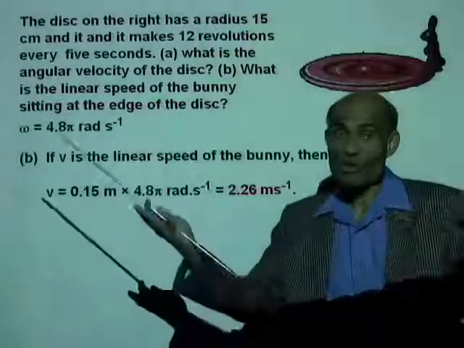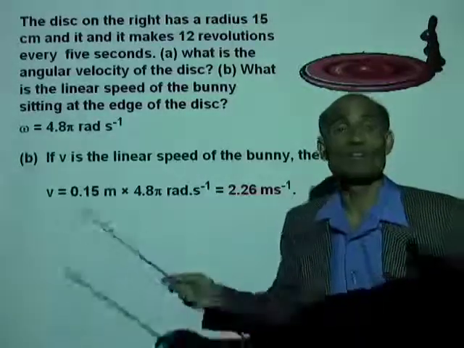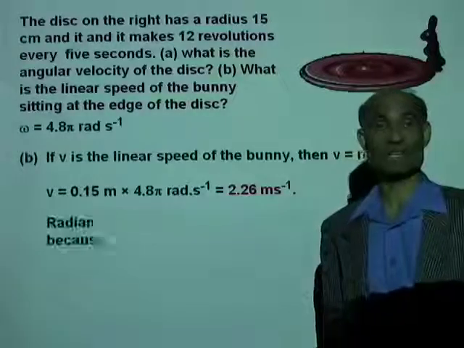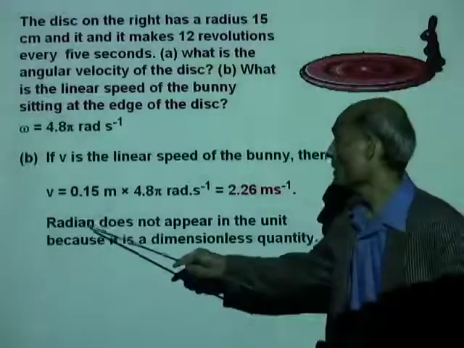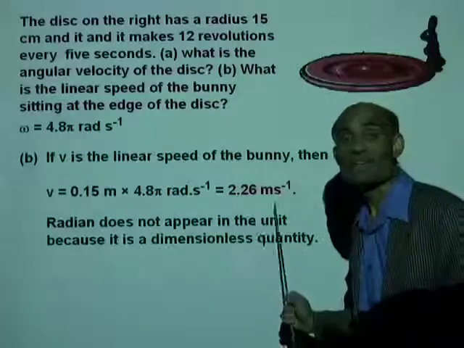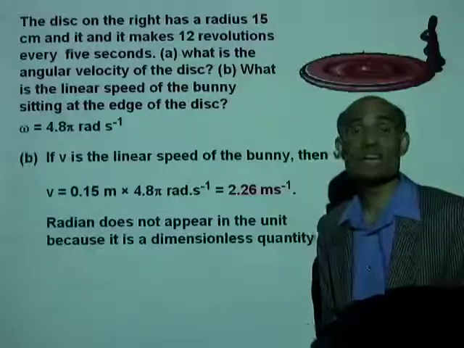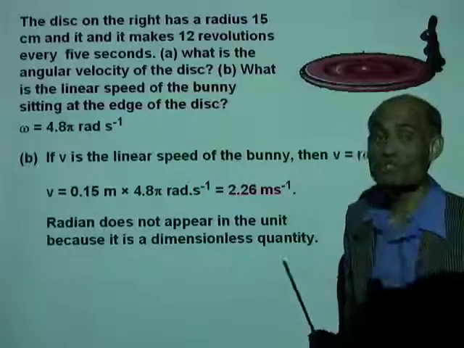You can see all these are review from circular motion. There is no new material here. Now, radian does not appear in the calculations because radian is a dimensionless quantity.